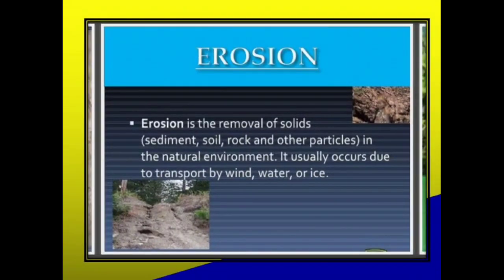Now, the next process that we are going to discuss is erosion. Erosion is the removal of solid sediments, soil, rock and other particles in the natural environment. It usually occurs due to wind, water and ice.